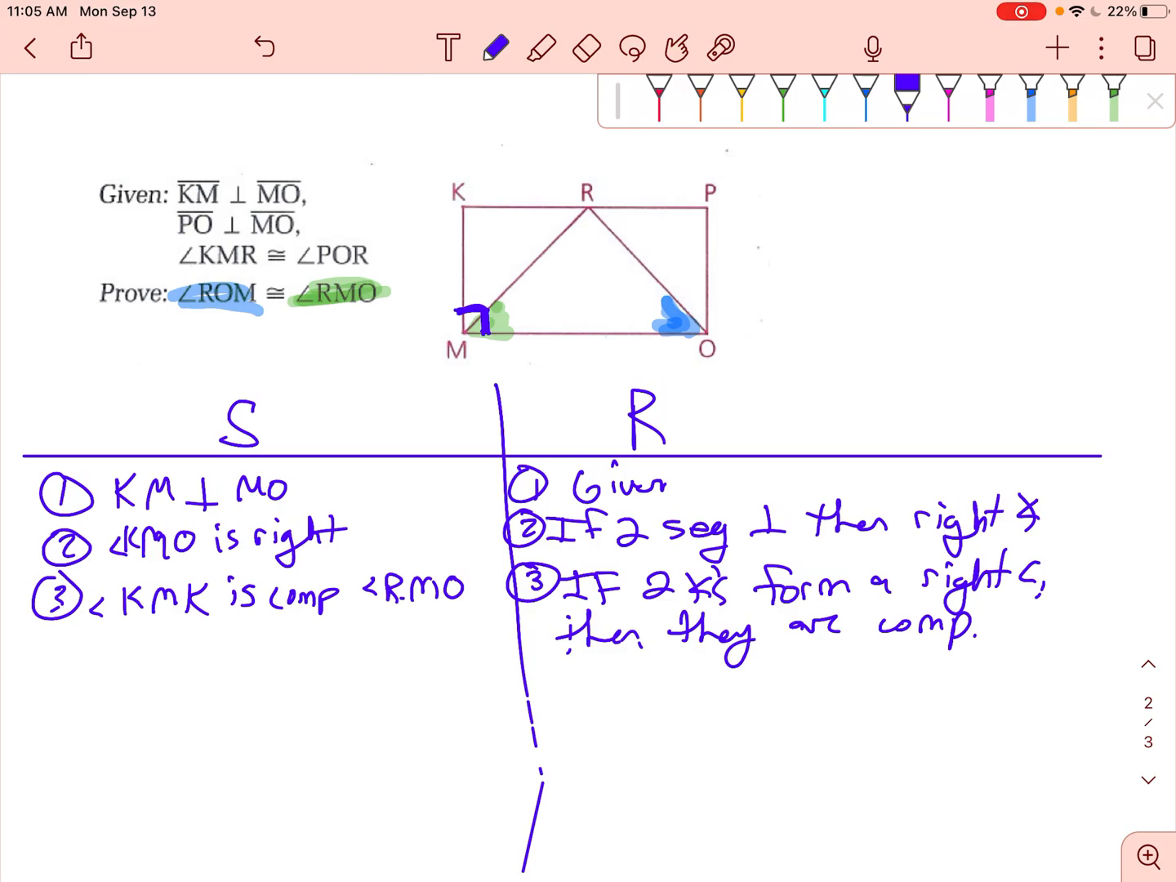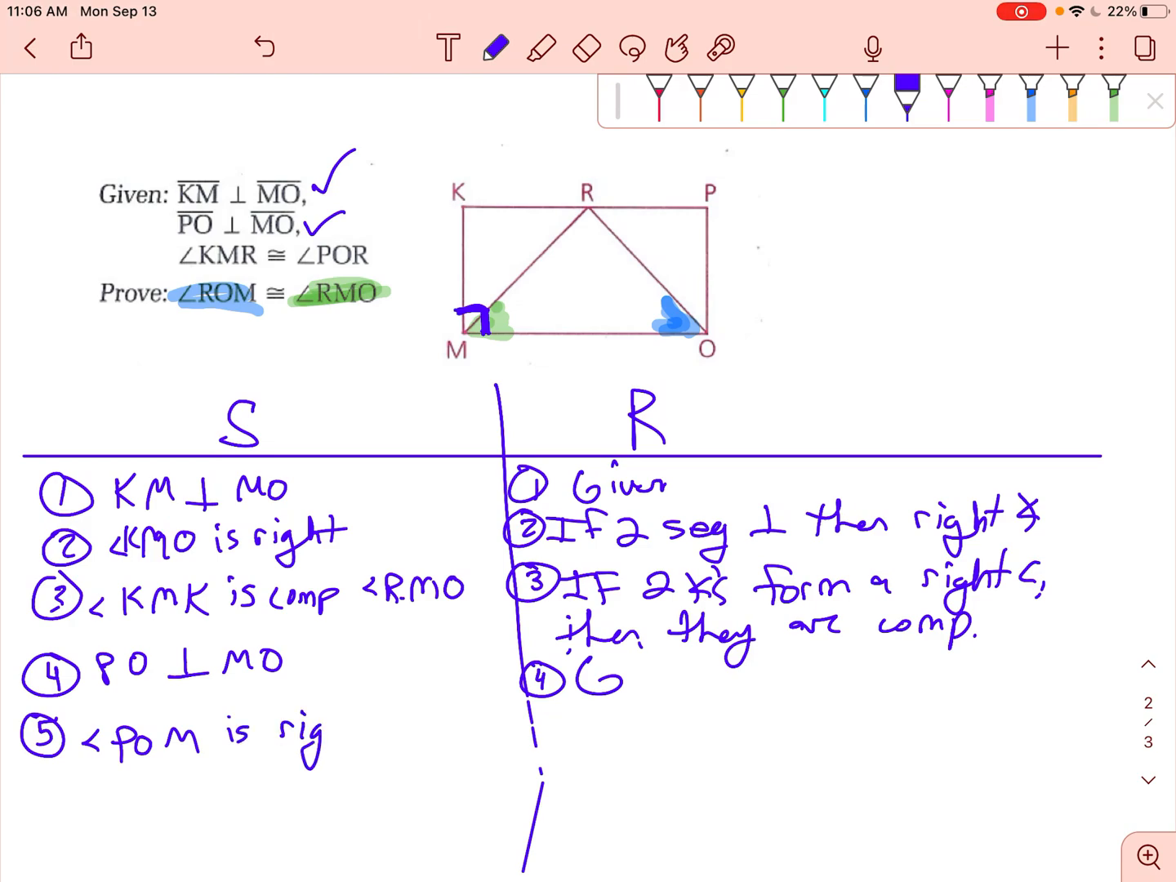I'm going to do the same thing with my second piece of given information. So step 4, PO perpendicular to MO, given. Step 5, angle POM is right. If two segments are perpendicular, then they form a right angle. It's the same reason as number 2.